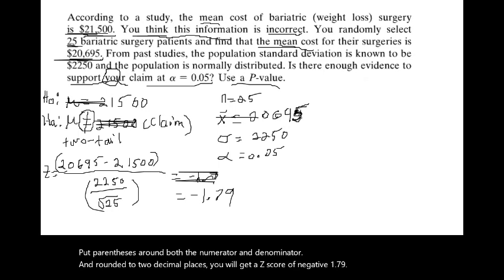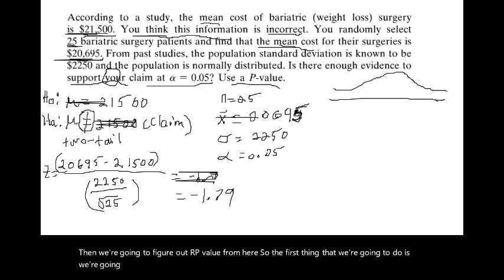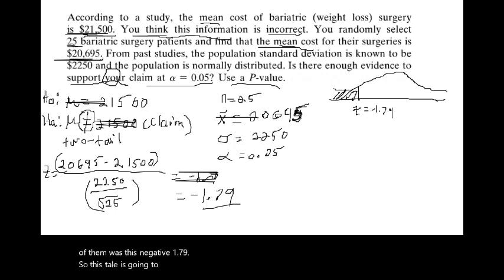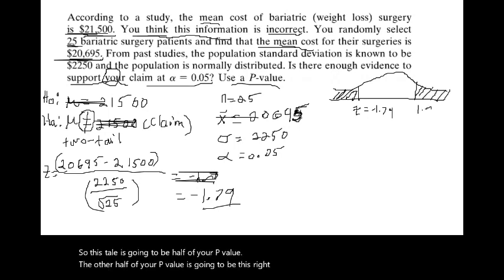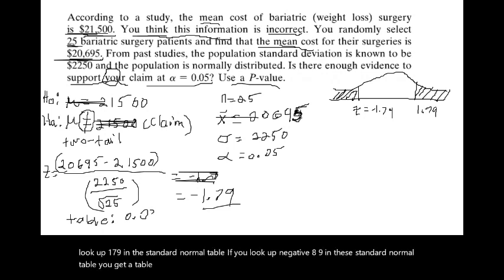Then we're going to figure out our p-value from here. So the first thing that we're going to do is sketch this. This is a two-tailed test, which means we have two z-scores. Here's one of them. One of them was this negative 1.79. So this tail is going to be half of your p-value. The other half of your p-value is going to be this right tail to the right of positive 1.79. So let's look up 1.79 in the standard normal table. If you look up negative 1.79 in the standard normal table, you get a table value of 0.0367.